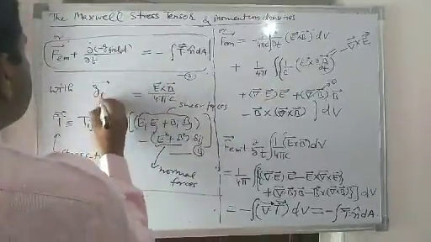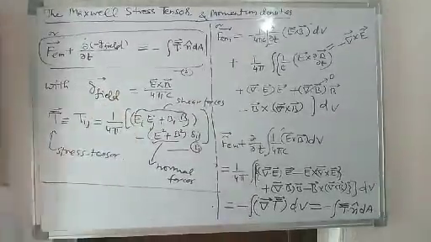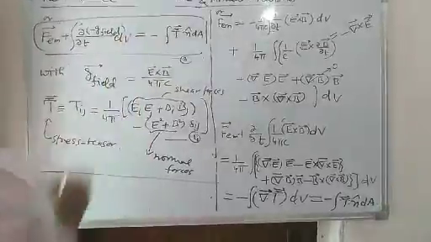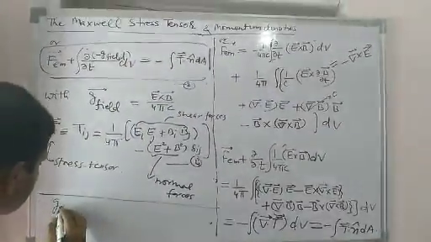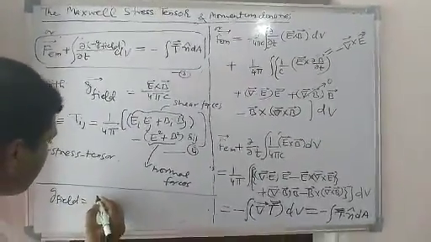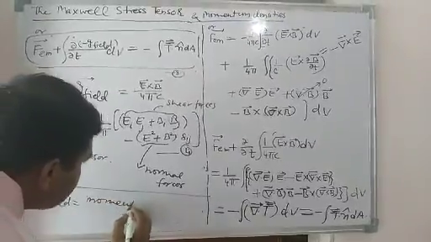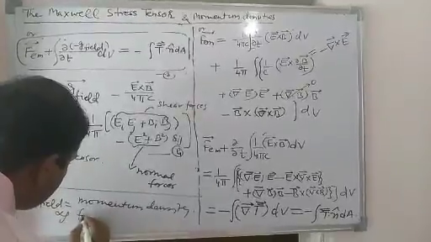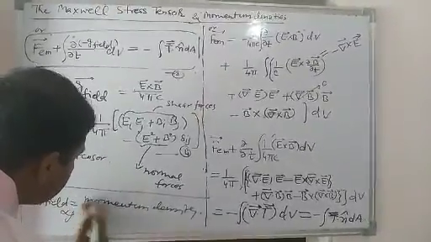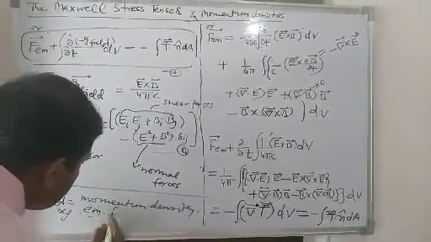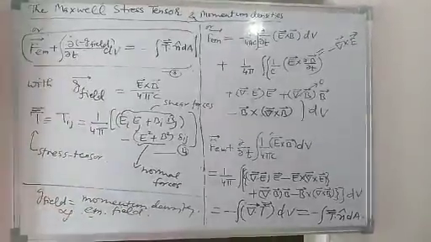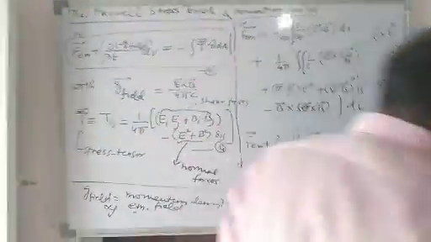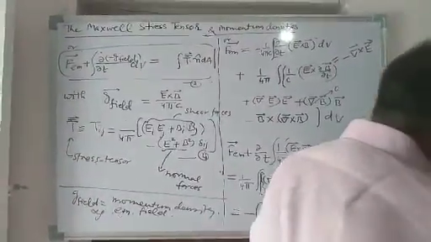So G field is the momentum density of the field. Okay, so G field is the momentum density of the EM field. Now del dot T, that should also be represented as some sort of density.